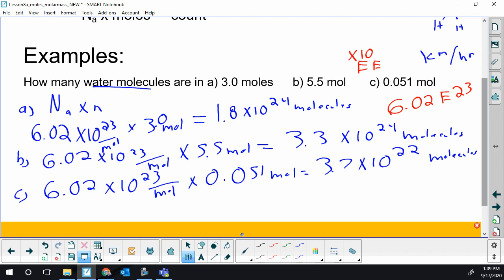Yes, this number 3.7 is slightly bigger than 3.3, but there's a whole digit less. It's kind of like comparing 10,000 versus 1,000. There's one less zero there. So that's how we calculate how many molecules there are.